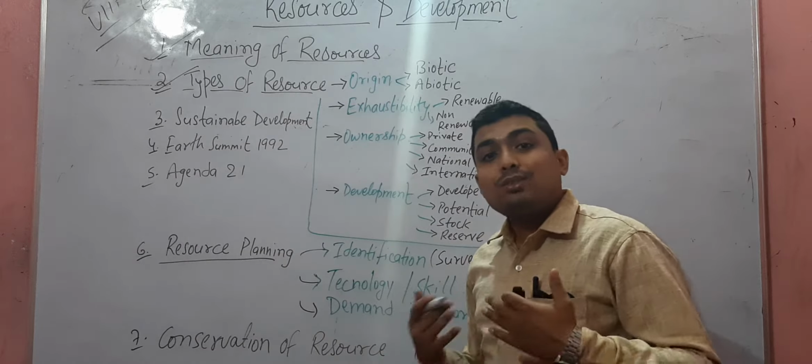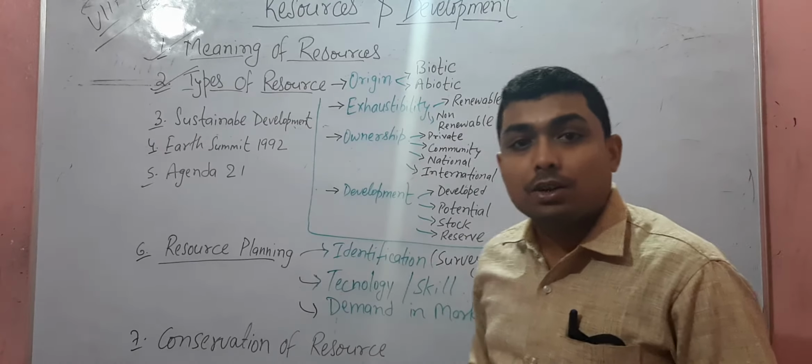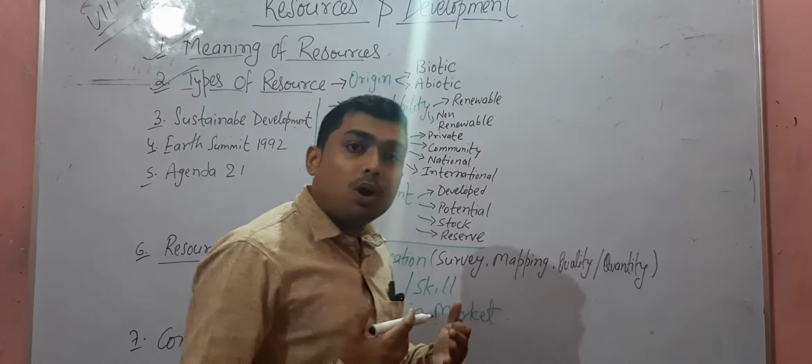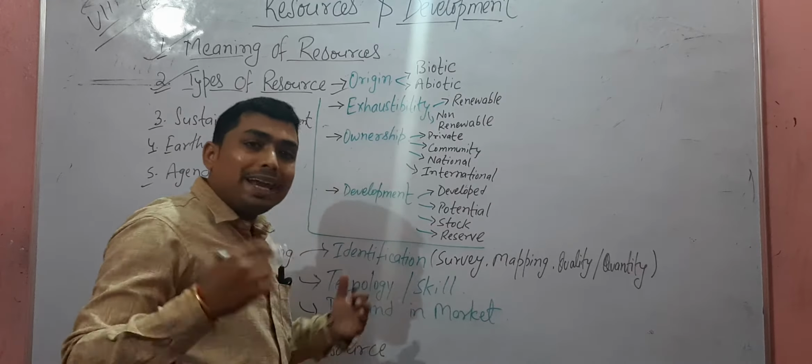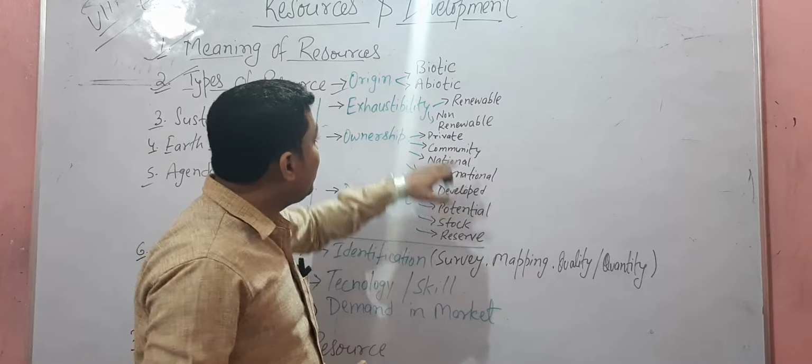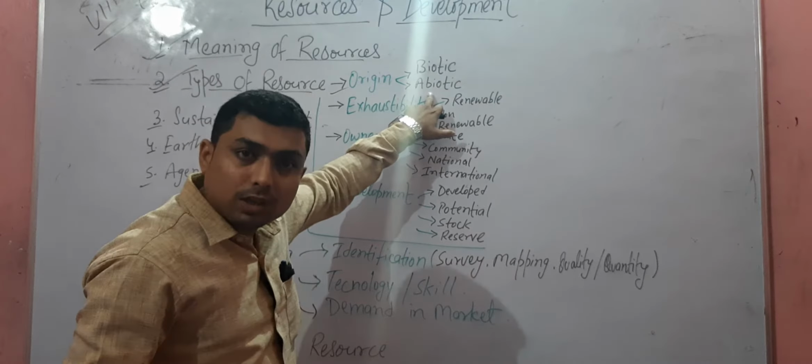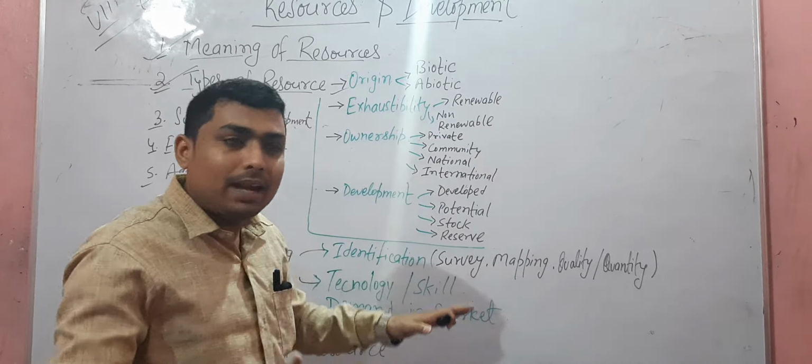Now, moving to the next topic, and this is very important, that is types of resource. It means resources are divided into various categories. We are going to read what the categories are. Number one, that is origin. It means as per its origin, it's biotic and abiotic. It's very easy to understand.